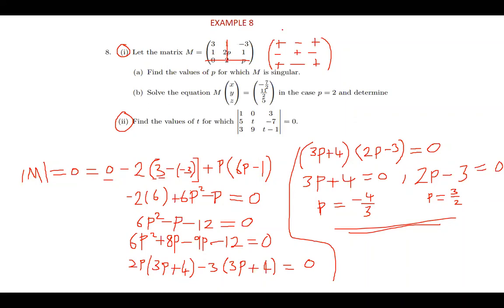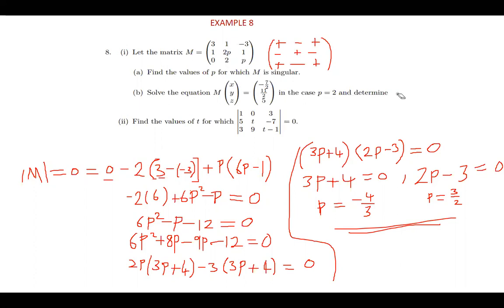Yes. All right. This also applies to the last part here. All right, since you've understood, I think you can proceed. So now the next question here is saying, solve this equation, m multiplied by that is equal to this, in the case where p is equal to 2, and determine what?